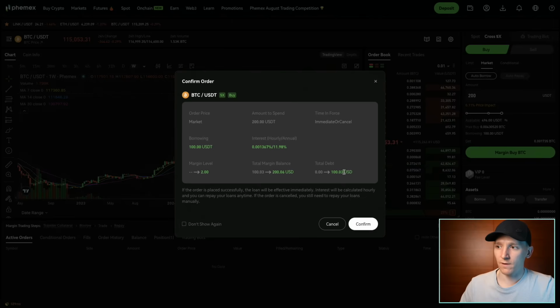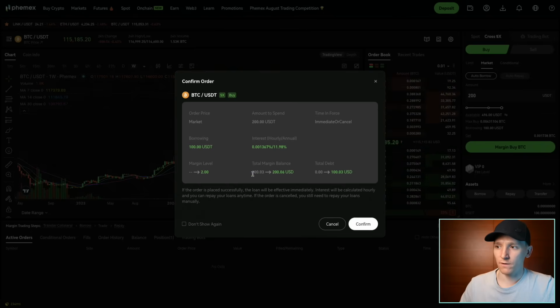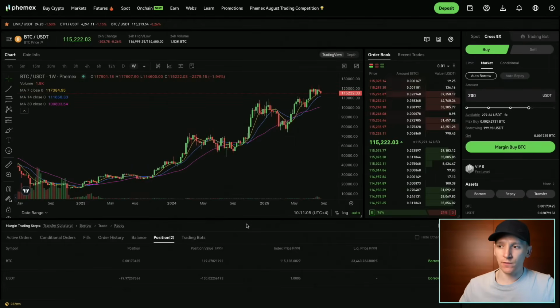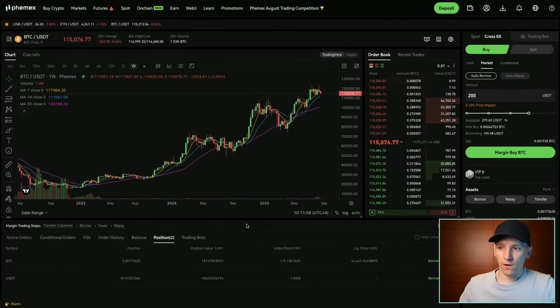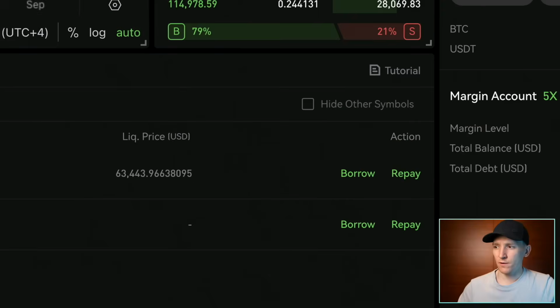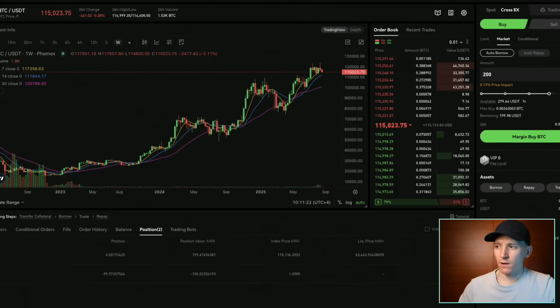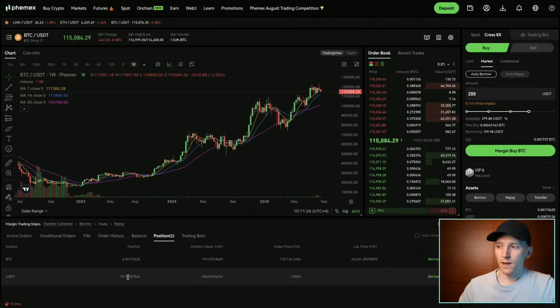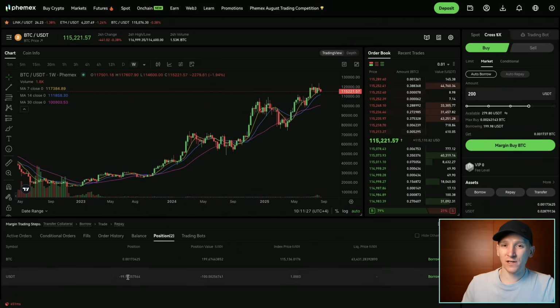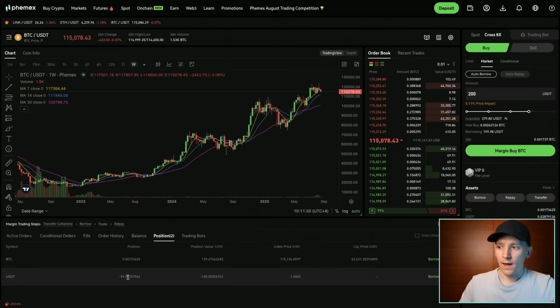So we can see the total debt is $100, right? Because that's what I need to pay off essentially. Total margin balance, $200. I've got 100 in cash, so confirm, and then we can open that margin position. When you trade on margin, the only thing you have to worry about is being able to pay back the thing that you've borrowed. So I've borrowed USDT. If I want to now pay off this loan, I just deposit USDT into the platform, and then down here you can see there's an option to repay. I can repay the loan because I've just borrowed 100 USDT.